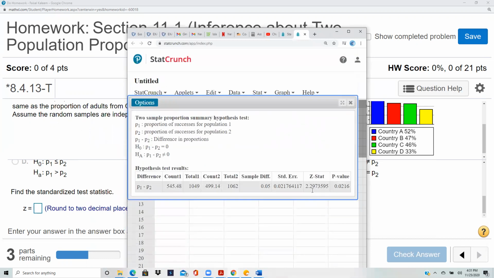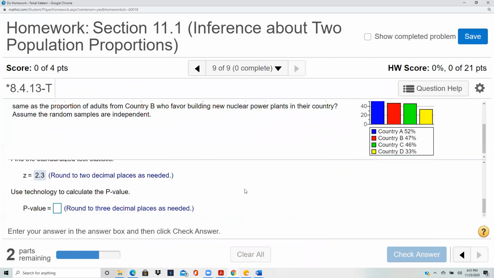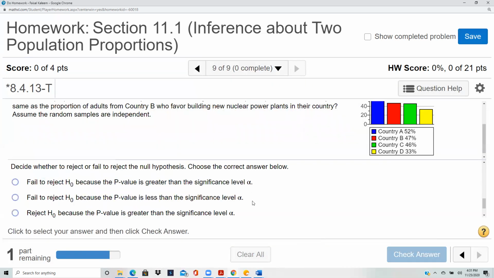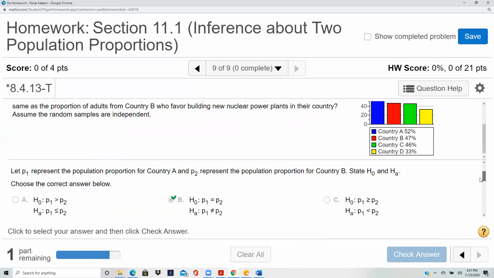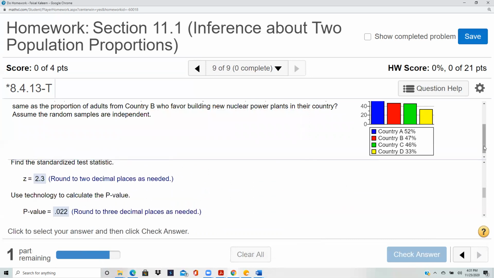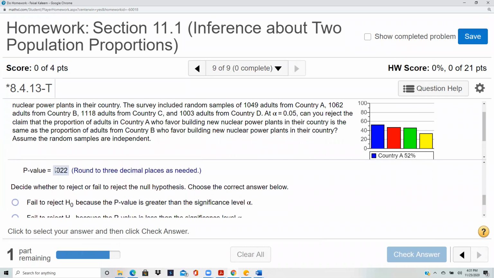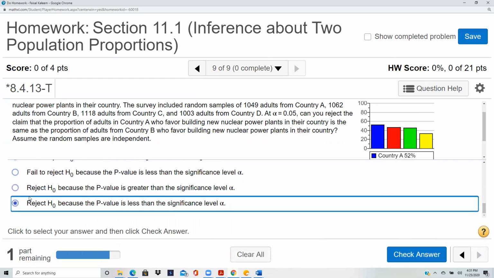So the test statistic is 2.30. The p-value was 0.0216, so that would be 0.022. And where is alpha? Okay, 0.05. So 0.022 is less than 0.05, so we reject the null because the p-value is less than alpha.